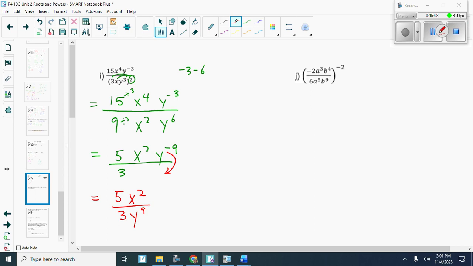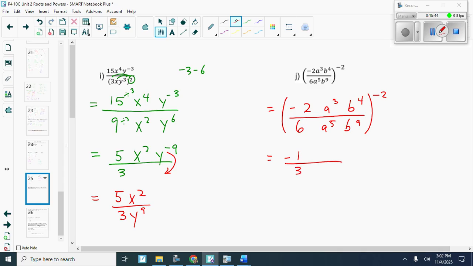Okay, this one, I can simplify first and then I can deal with my exponent. So I can go negative 2a^3 b^4 a over 6 a^5 b^9. I'm just spacing it out a little bit more so that I can see I can divide. So what's negative 2 over 6? I can divide both by 2, so it's going to become 1 over 3.